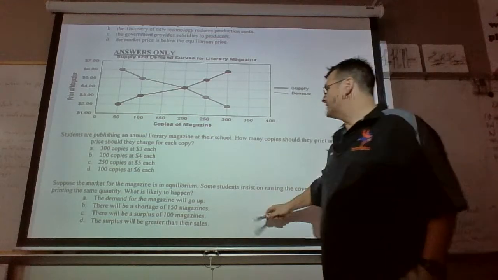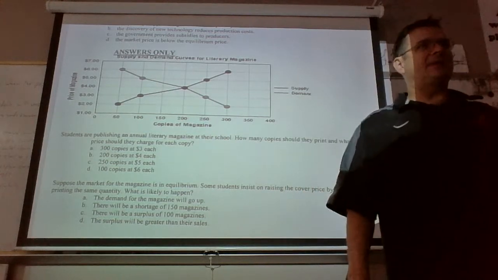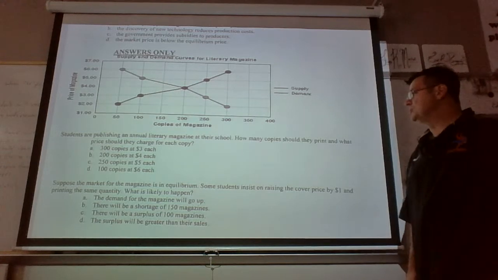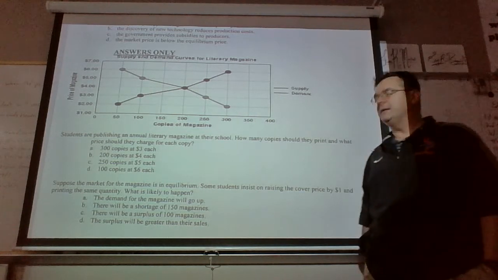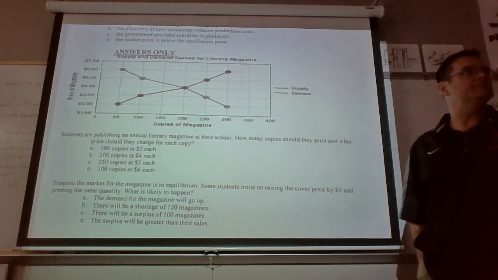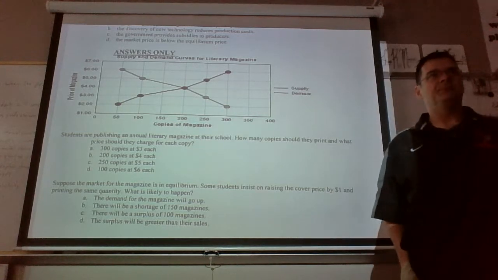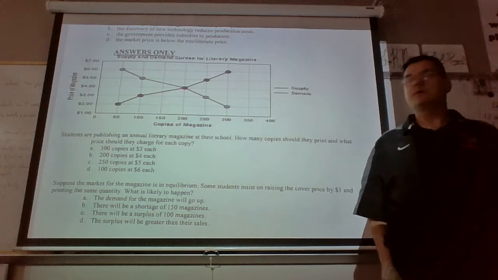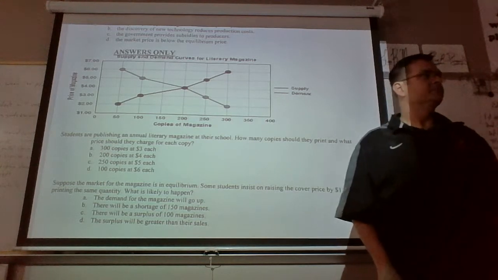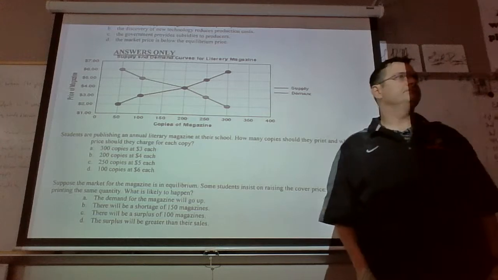All right, and then last one. Okay, be impressed if you guys can get that one. That's a little bit tougher. All right, suppose the market for the magazines is in equilibrium. Some students insist on raising the cover price by $1 and printing the same quantity. What is likely to happen? A, B, C, or D? Take your guesses. Everybody put something down because you have a 25% chance of getting it right. Unless you put E.